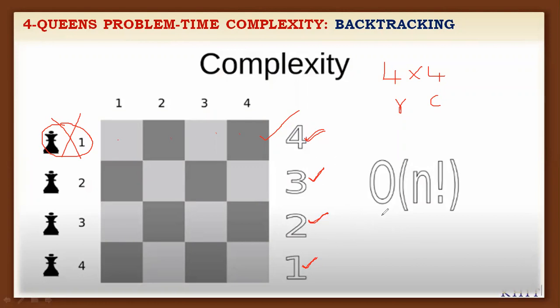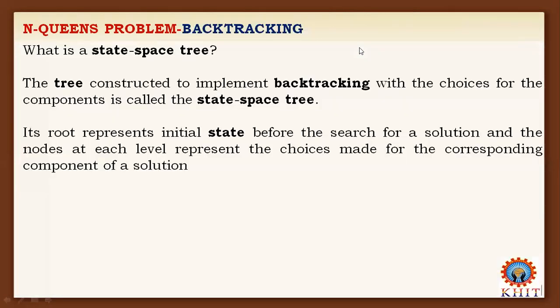That is considered as order of n. N number of times it is decreasing or increasing. So the total time complexity of the 4 queen problem is order of n factorial. Order of n factorial is the time complexity of the 4 queen problem.